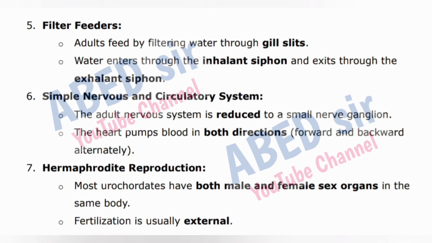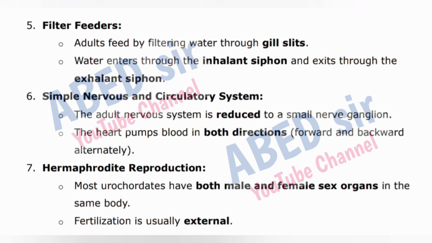5. Filter feeders. Adults feed by filtering water through gill slits. Water enters through the inhalant siphon and exits through the exhalant siphon. 6. Simple nervous and circulatory system. The adult nervous system is reduced to a small nerve ganglion. The heart pumps blood in both directions, forward and backward alternately.